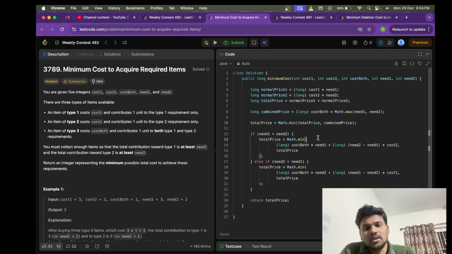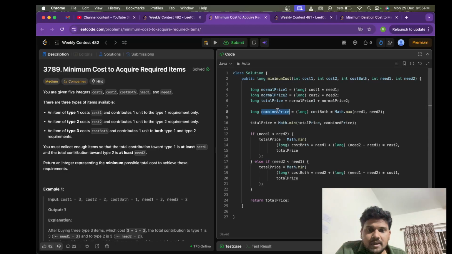Now let us move to the solution part. What I'm doing here is three things. First, we go with the individual price calculation. If I go with the normal price, I will buy the need1 items at the price of cost1 and need2 items at the price of cost2. So my total price will be the combination of normal price 1 and normal price 2.